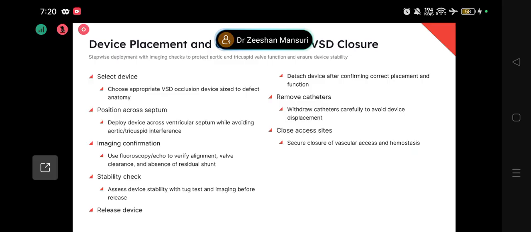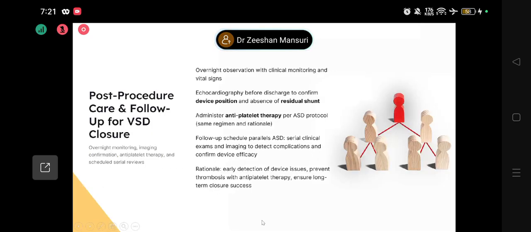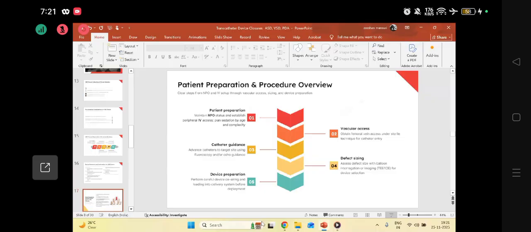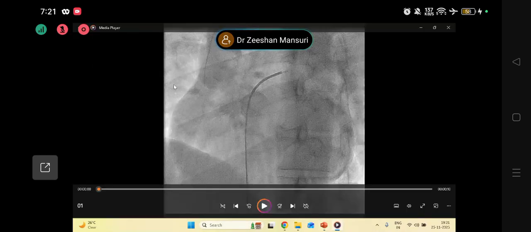So you need to establish an arteriovenous loop or an arteriovenous anastomosis with the help of your wire. You need to cross the ventricular septum without aortic or tricuspid interference. You confirm that, you check the wire, you snare the wire, you take it out, and then you put in your long sheath across the defect, and then you look for the device, release the device, remove the catheters, and close the access sites. So I'll just take you to the video for that.